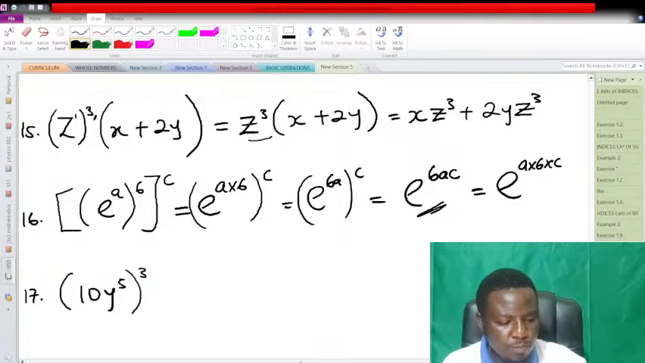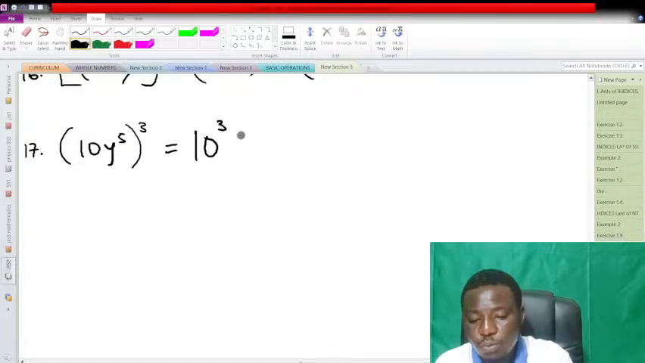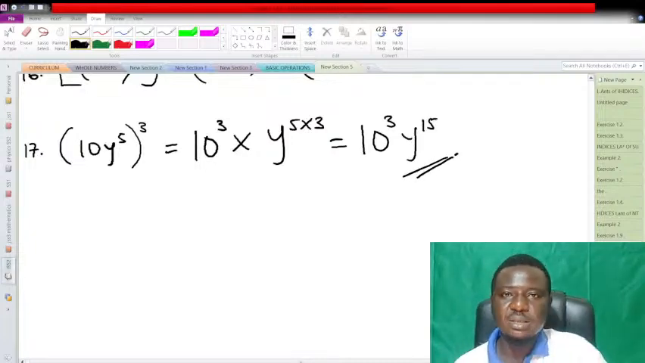Okay? So, 17, this is going to be, you have to cube 10, 10 cubed times y raised to the power of 5 times 3. This is equal to 10 cubed y raised to the power of 15. So Sarah, this is what you get.